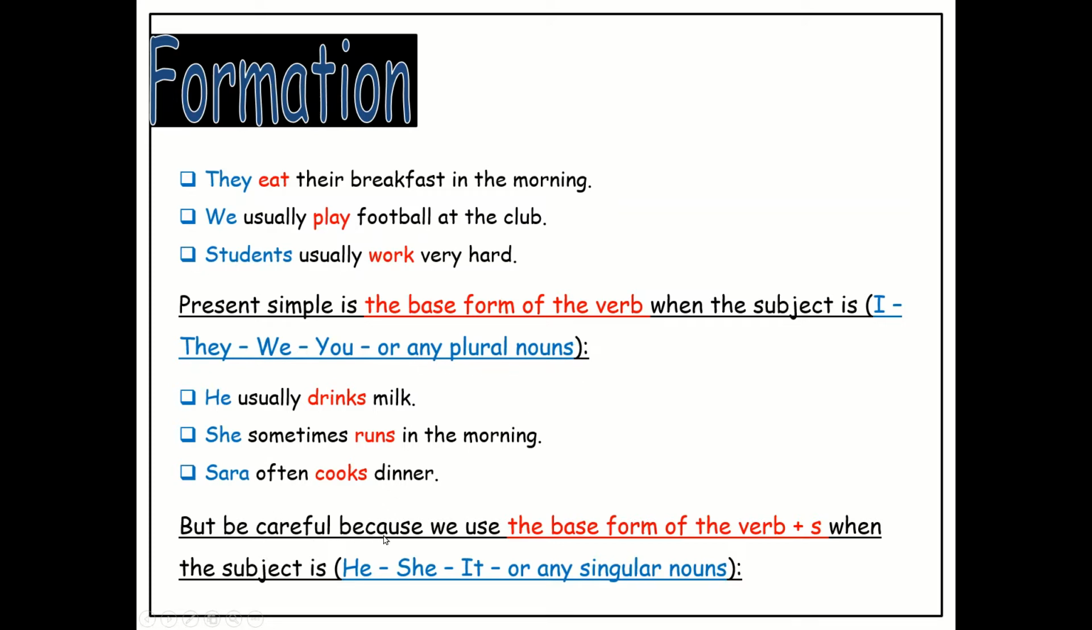But be careful, because we use the base form of the verb plus s when the subject is he, she, it, or any singular noun. For example, he usually drinks milk. So we put s here. She sometimes runs in the morning. And Sarah often cooks dinner.